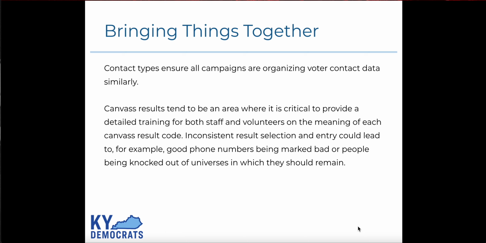So bringing things together, the reason these are important is that contact types are going to ensure all campaigns organize voter contact data in a similar manner. Canvass results are definitely an area where folks need to be trained and understand the meaning of each result. Having inconsistent result entries could lead to good phone numbers being marked bad, or people that we want to keep in our universe being knocked out of the universe.